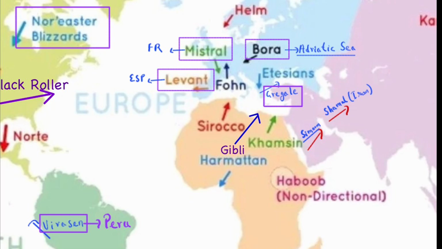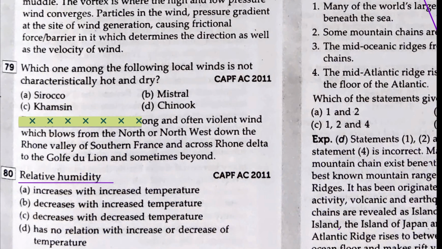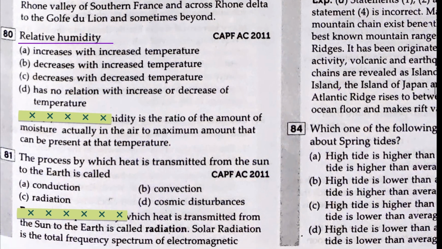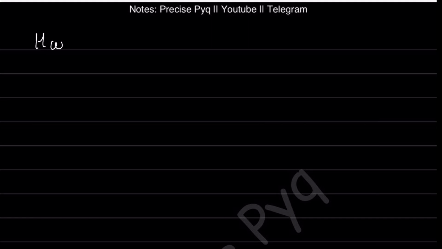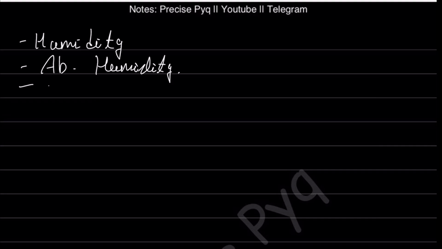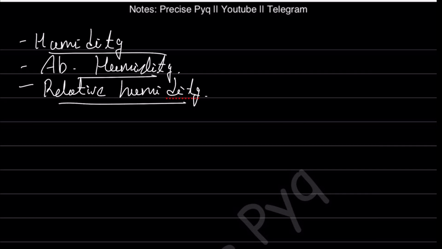Okay. Now next. B. Relative humidity. Easy. There are three terms in humidity. First, you have to remember this, understand this. What is humidity? What is absolute humidity? And third is relative humidity. These three terms.